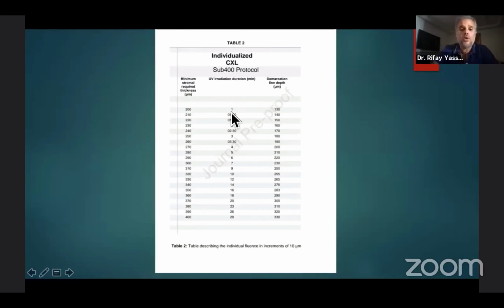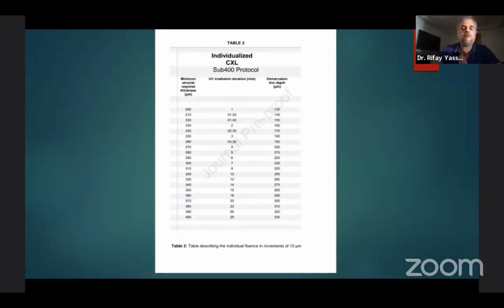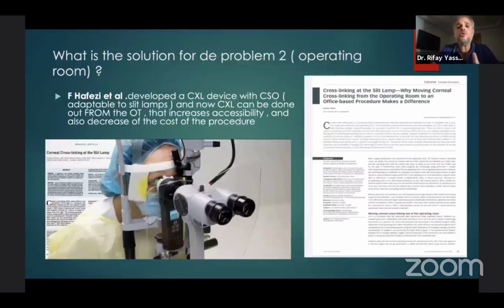So now we cannot tell a patient under 400 microns that we cannot cross-link, but we can go down to 200 epi-off, I mean without epithelium. What is the solution for problem number 2, which is the operating room?